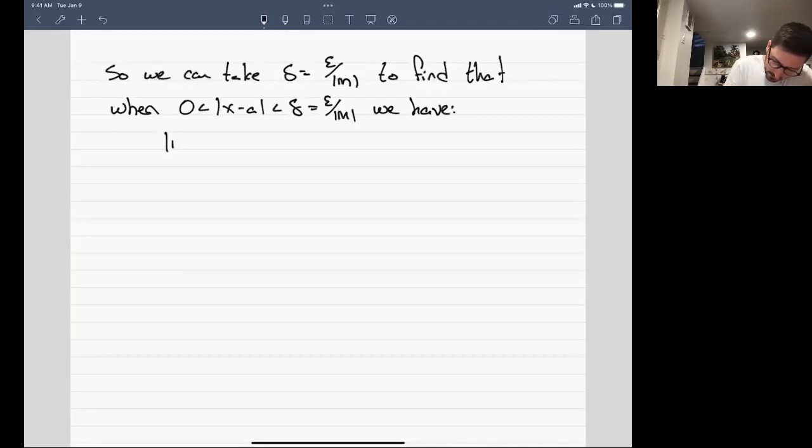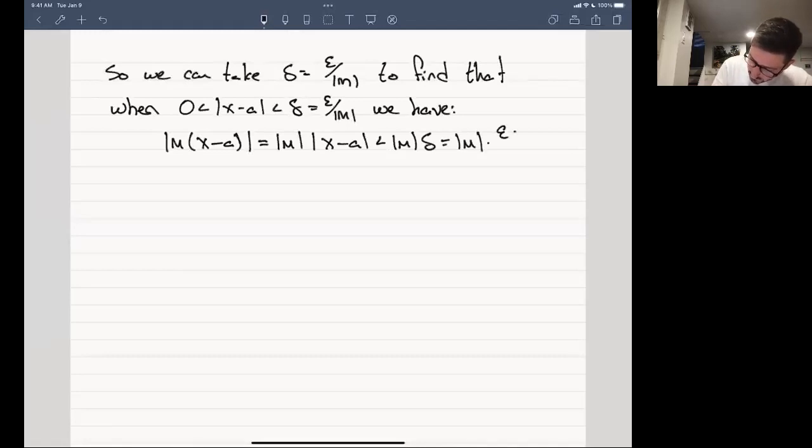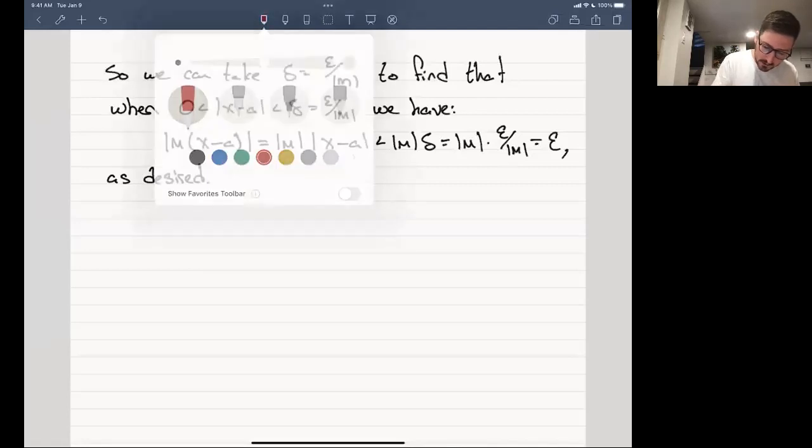this was m times x minus a. Well, this is equal to the absolute value of m times the absolute value of x minus a, which is less than or equal to, since this is delta here, the absolute value of m times epsilon over the absolute value of m, which is equal to epsilon, as desired. So you can see how the game works here, right? The game is that I give you epsilon, you need to find delta. And that's what we did, right? That was the main piece up here.